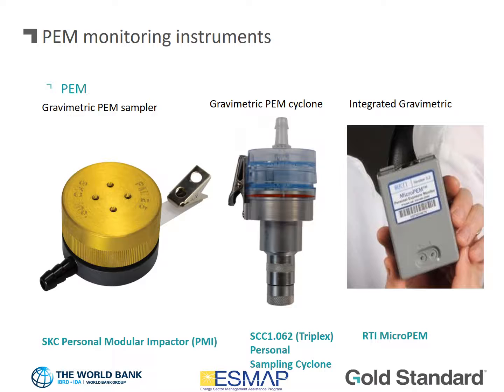Some examples of particle separators are shown here. The SKC Personal Modular Impactor, or PMI, is one method for separating out PM 2.5 from larger particles. The triplex cyclone by SKC, shown in the middle, and then again the RTI microPEM is an integrated system that has both a pump and a filter and a particle separator, all contained within this small unit.